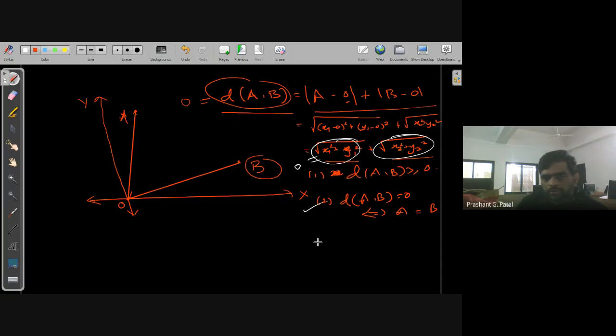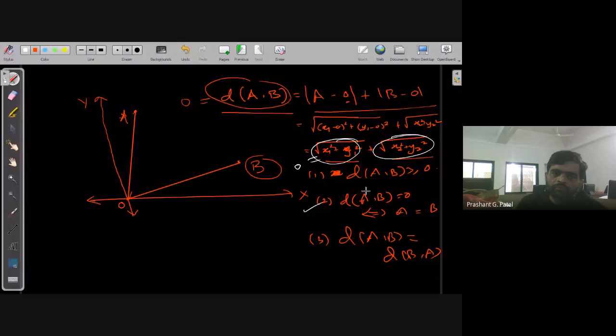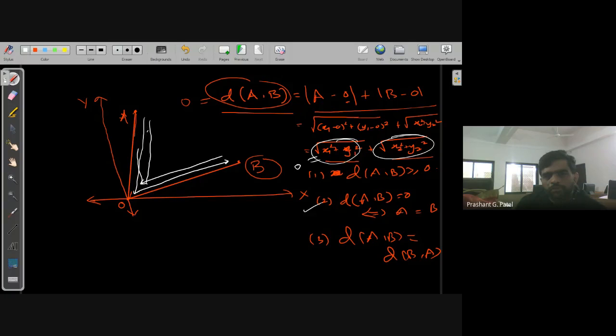Third point: the distance between AB will be the same as the distance between BA. Can we also say this? That means if you go from here to this point and then from this to this point, it will be the same as from this to this point and from that to this point. Obviously by logic it will be the same. So without proving, I am just writing that.